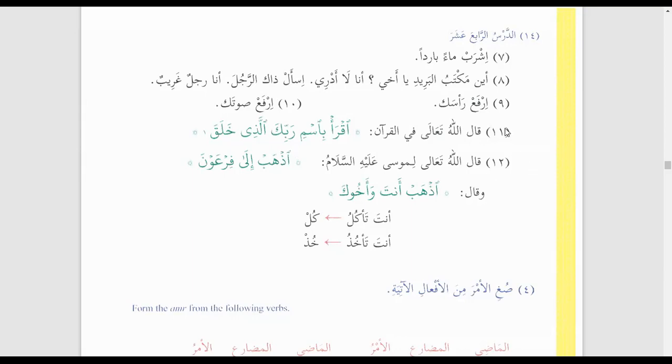Irfa ra'saka, raise your head, and irfa sawtaka, raise your voice. Rafa'a, yarfa'u. So ismul fa'il will be rafi'un, and ismul maf'ul will be marfu'un. So that's why we say marfu'. Marfu' is the one that is lifted, the one that is in the position of the doer.